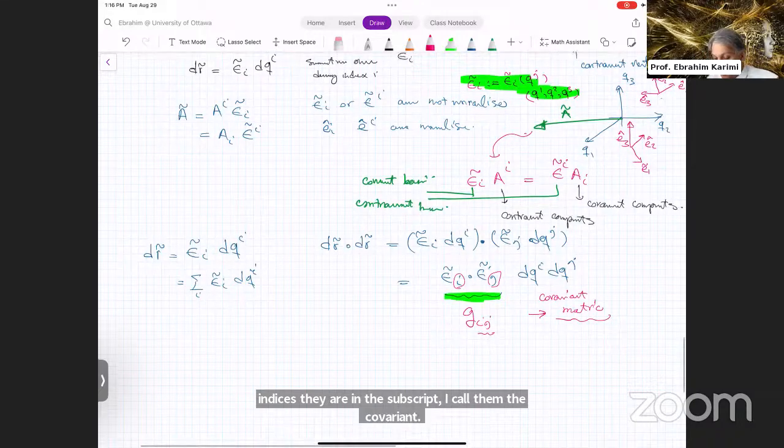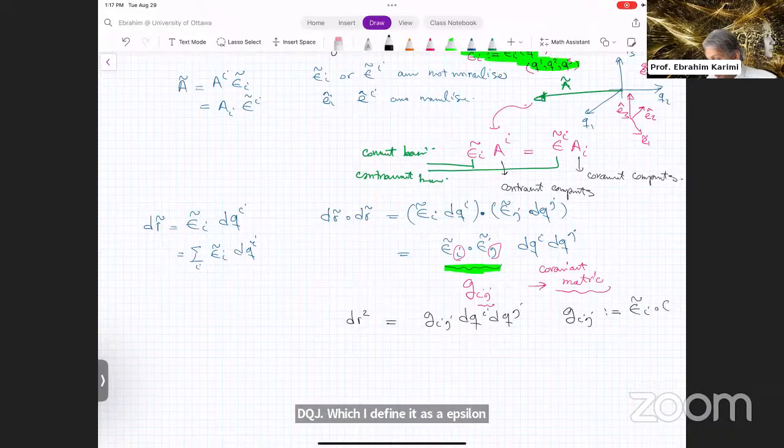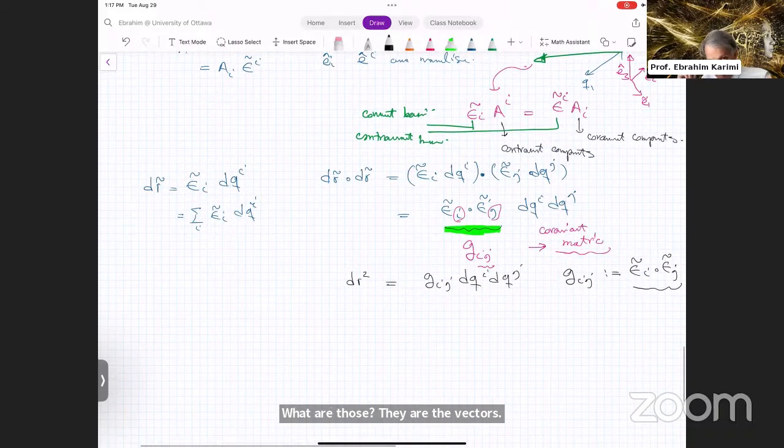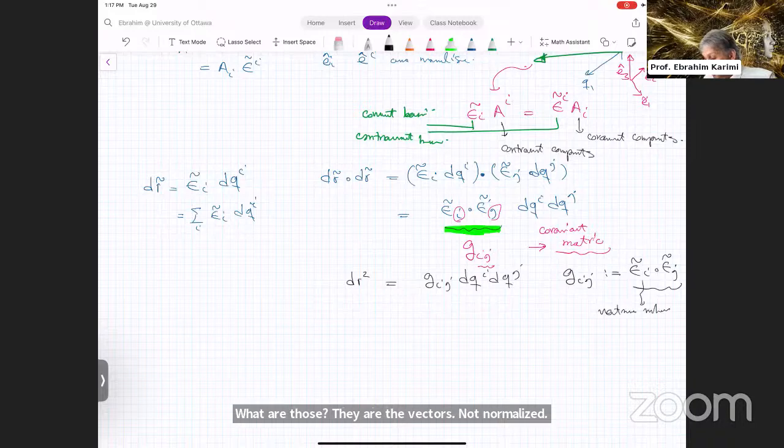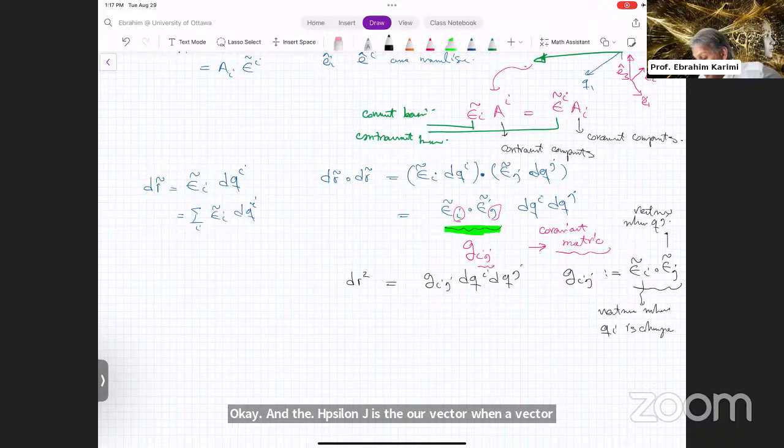So dr, the length that I have, dr squared, is given by g_ij dq_i dq_j, where g_ij I define as epsilon_i dot epsilon_j. What are those? They are the vectors, not necessarily normalized, the r vector when q_i is changed. And epsilon_j is the position vector when q_j is changed. Lovely. Okay. Questions so far?